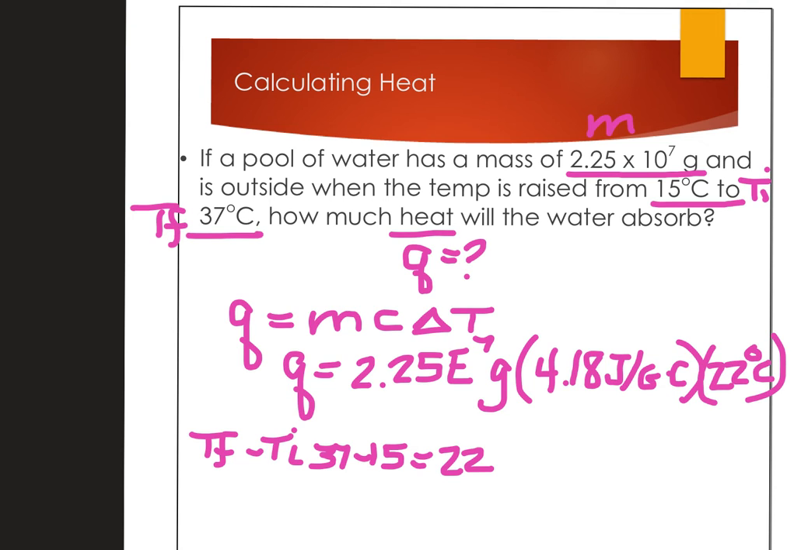So this is a simple multiplication problem. So I get Q equal to 2.069 times 10 to the 9th, and that is joules. So 2.25 times 10 to the 7th times 4.18 times 22 is going to give me 2.069 times 10 to the 9th joules of heat absorbed.